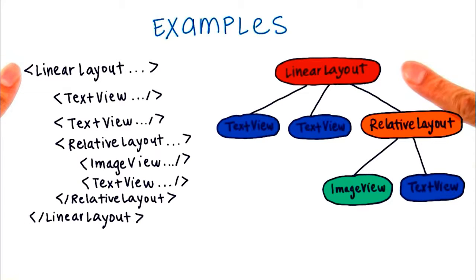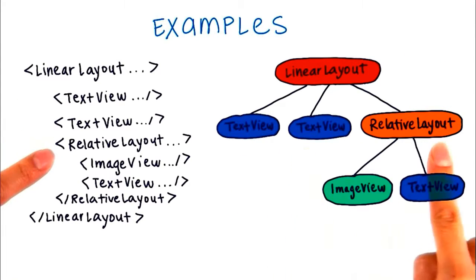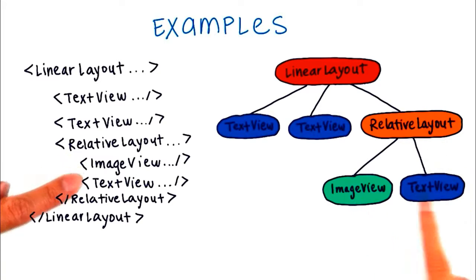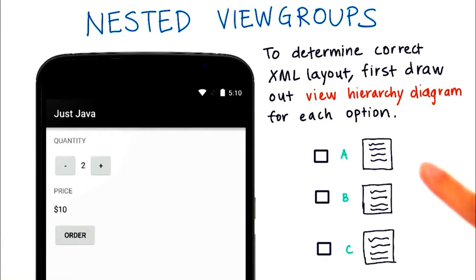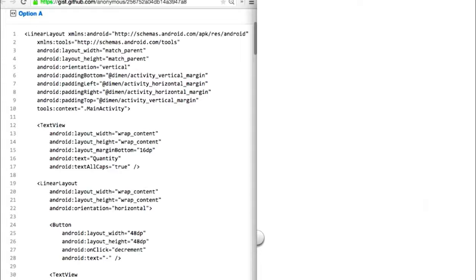This is a more complicated layout. We have a root view that's a linear layout, and it contains 3 direct children, 2 text views, and a relative layout. And then inside that relative layout, we have an image view and a text view as children. When you're done drawing out the view hierarchy diagram for each option, then go ahead and check these boxes to continue. In the following quiz, I'll ask you to make a selection on which option is best, but for now, you don't have to make a decision.